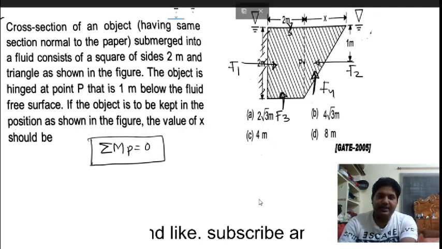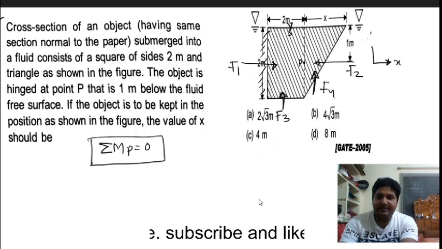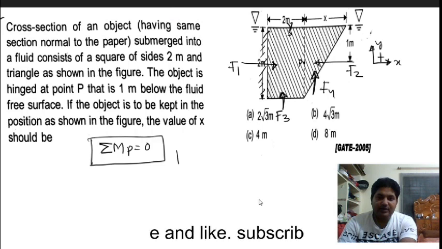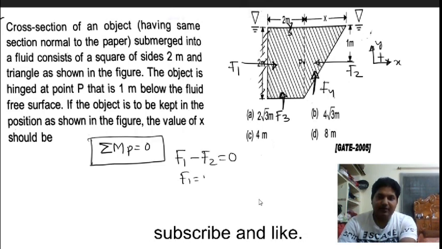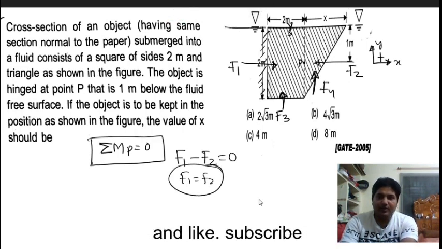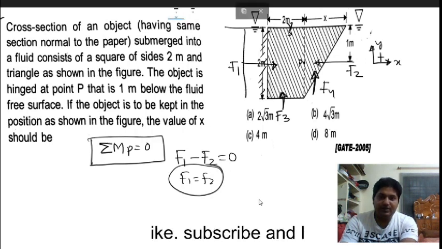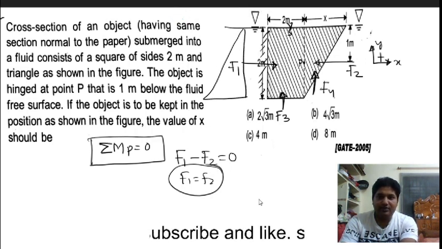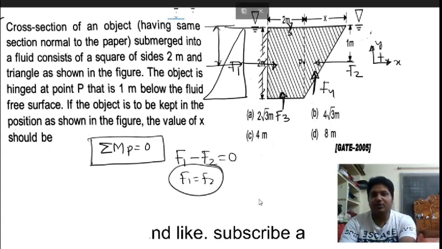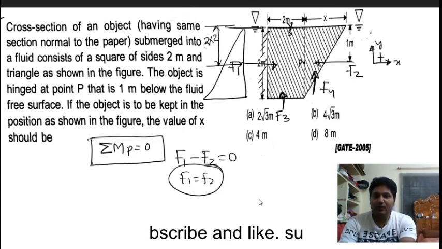Now suppose this is my positive x and this is positive y. So I can write down the equilibrium equation: F1 minus F2 will be equal to 0. So F1 will be equal to F2. So where will it act? If you draw the pressure distribution curve, this is the pressure distribution curve. This force acts at the centroid of the pressure distribution curve, that is called the center of pressure. So this is 2h by 3, so this is 2 into 2 by 3, which comes out to be 4 by 3 meter.